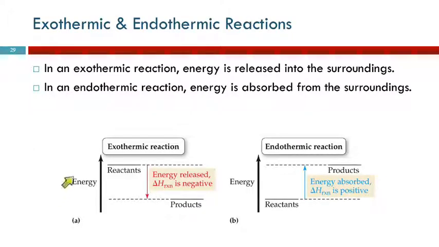So in an exothermic reaction, the reactants start out at a higher energy level, energy is released, and the products are at a lower energy level. So delta H reaction is negative. In an endothermic reaction, the reactants are low in energy, and the products are higher. It absorbs energy from the surroundings. Any questions?